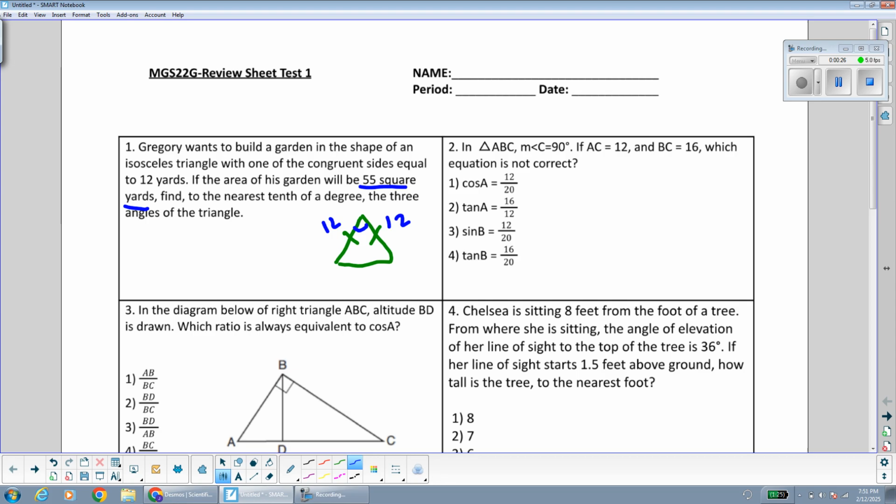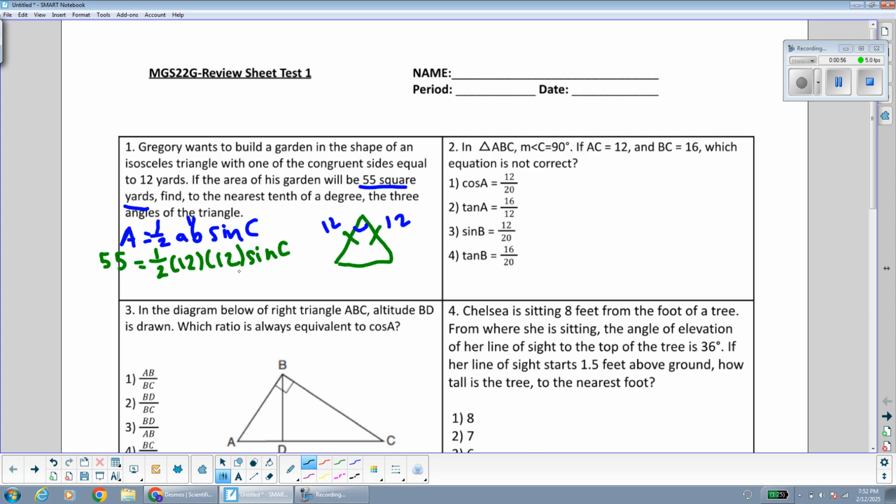So I'm going to write down our area of a triangle formula with trig. Area equals 1/2 AB sine of angle C. And then I'm going to plug in what we already know. We have the area is 55 square yards. And we know that each of the two sides are 12 yards. And then we're looking for the angle in between, which is represented as C.